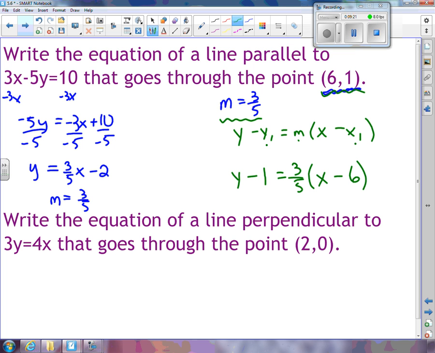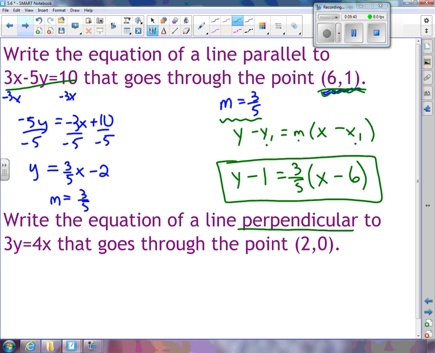So now we're completed, and we've figured out the equation of a line that's parallel to the line that they told you, and that goes through the point that they wanted it to go through. Now let's try that same process, except now instead of writing the equation of a line that's parallel to, we're going to try to write the equation of a line that's perpendicular to another line.